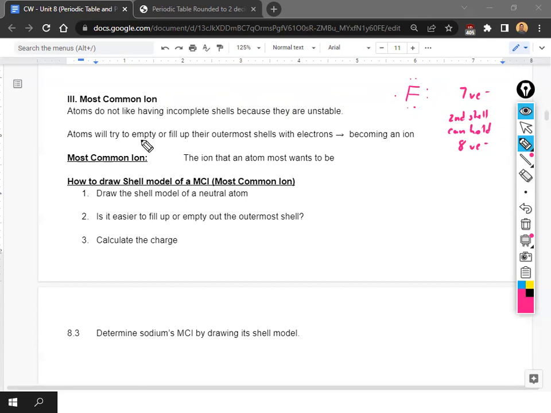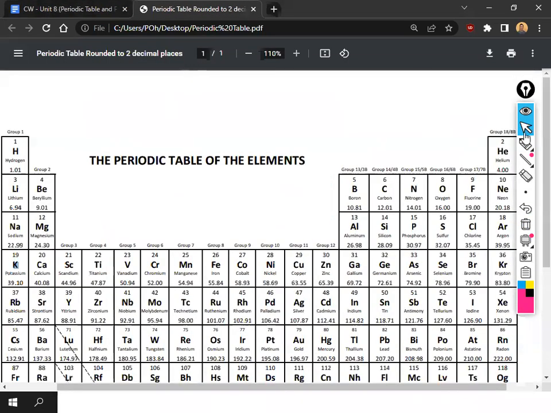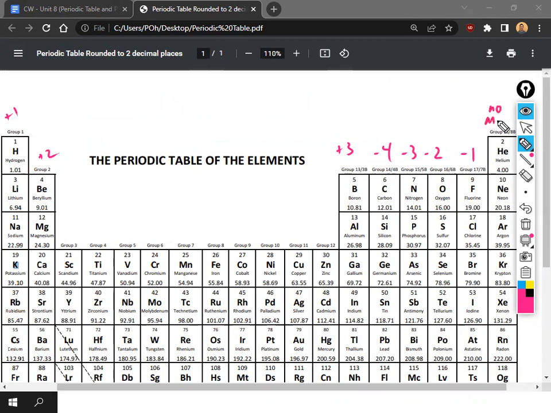And so what atoms do is they either try to empty or fill up their outermost shells with electrons in order to become an ion. Basically, whatever is easier. And we learned this, right? The pattern on the periodic table. We said that the first column, everybody wants to become +1, +2, +3, -4. We learned this pattern, right? Okay. So this is basically the same thing. But now we're going to be learning why or how they become these most common ions. Okay. And these guys have no most common ion.